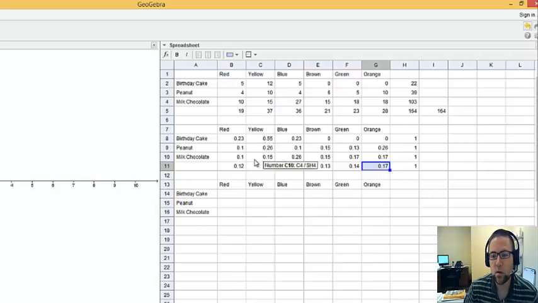So if I want to look at this chart and find out how many blue peanut M&Ms were there in the peanut M&M bag, well, there's 0.1 or 10%. And if I want to find out overall how many blue M&Ms were there, it was actually 22% of all the M&Ms were blue, or I can say 17% of all the M&Ms were orange.